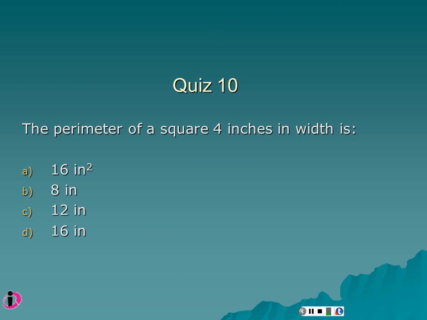Now the perimeter of a square of 4 inches in width is what? We add all the sides, right? So one side is 4 inches and we know that the other sides must be 4 each. Adding all the 4 sides is 16 inches. Don't be confused by the inch square, because we are not multiplying anything. We are adding all the inches. So there will be no inches square.